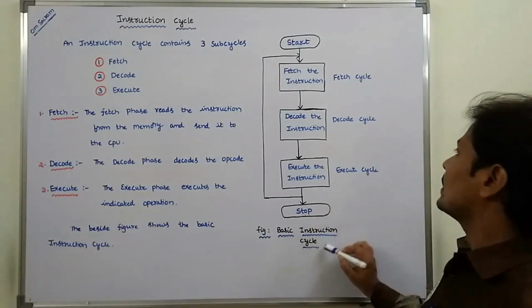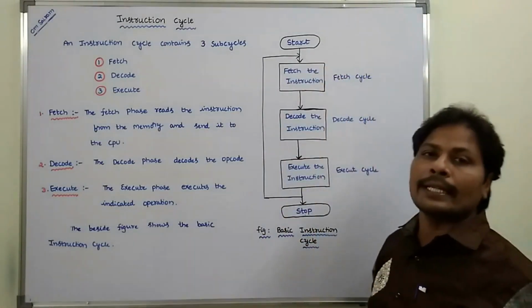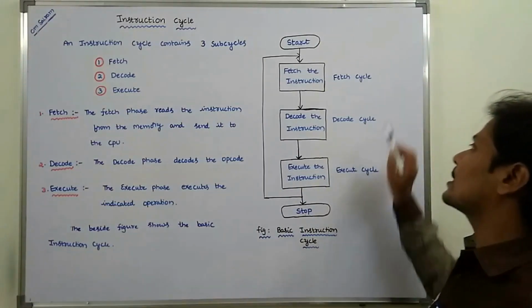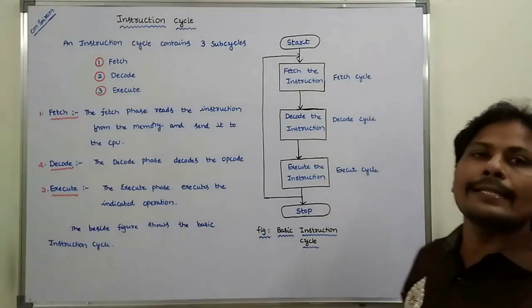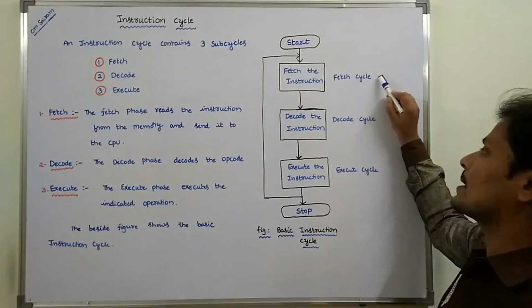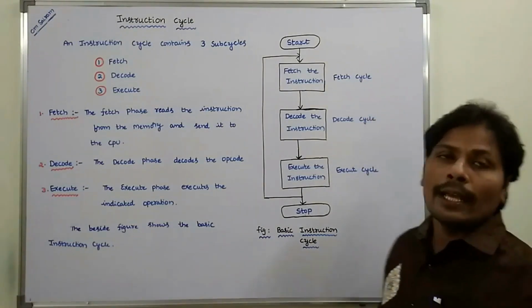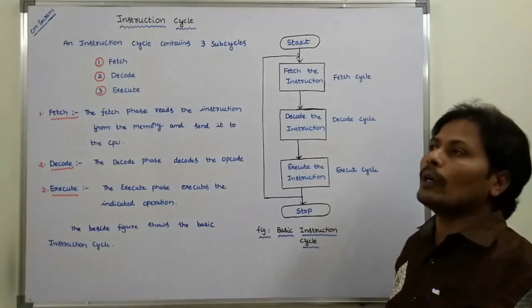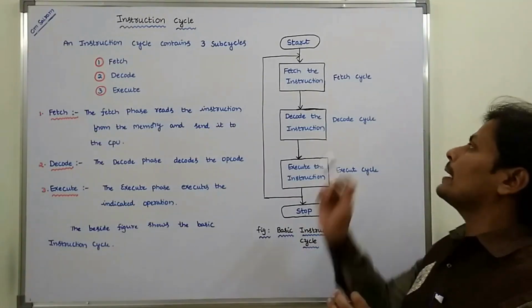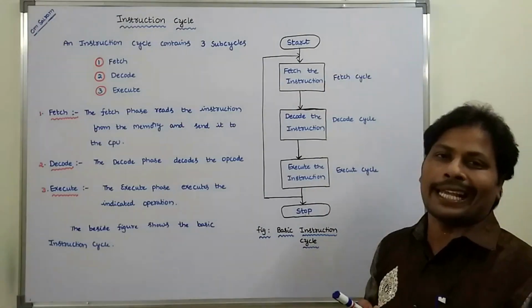So this diagram is the basic instruction cycle. In this one, there are 3 subcycles. First one is a fetch cycle, second one is a decode cycle, and third one is execute cycle. Now we go for each and every subcycle.